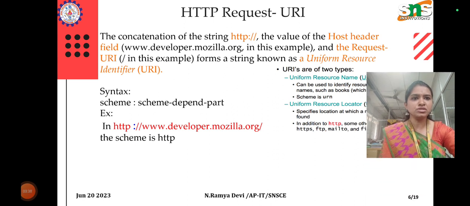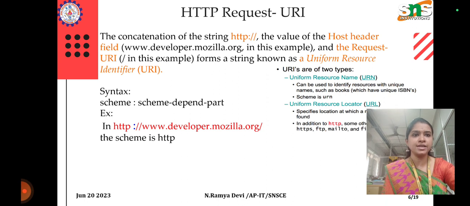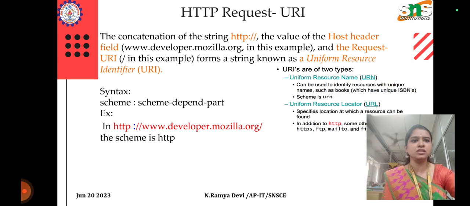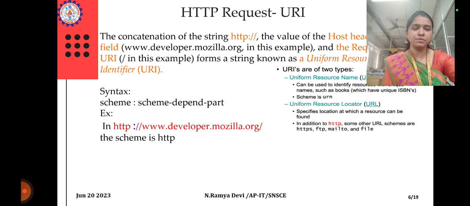The Uniform Resource Name can be used to identify resources with unique names, such as books, which have unique ISBNs. The Uniform Resource Locator, URL, specifies the location at which the resource can be found. In addition to HTTP, some other URL schemes are HTTPS, FTP, mailto, and file. So the syntax for the HTTP request URI is http: and then you give the URL. The scheme, the protocol we are using, is called HTTP.